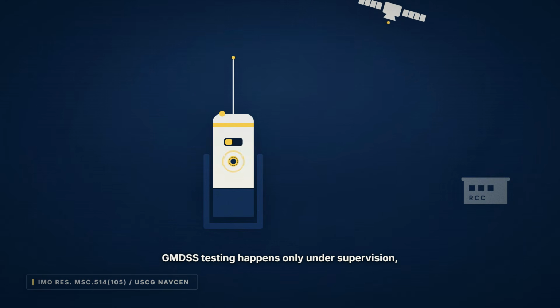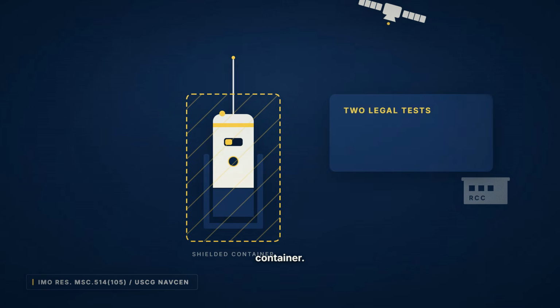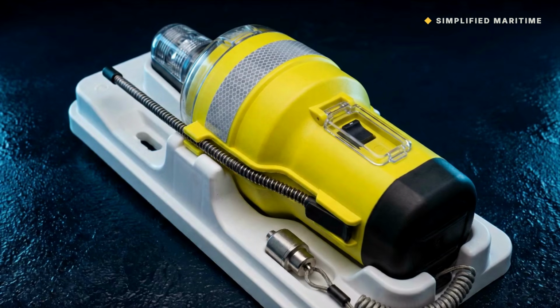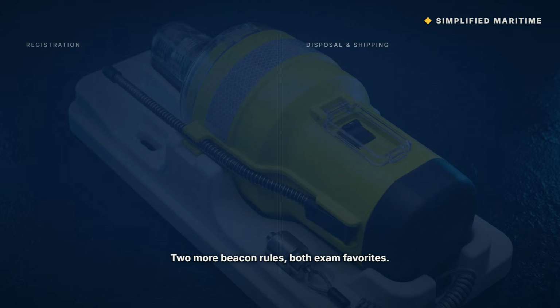GMDSS testing happens only under supervision, and a beacon is tested exactly 2 ways. It's built-in self-test, or inside a shielded container. A live radiating test in the open is prohibited. Self-test only, never let it radiate. 2 more beacon rules, both exam favorites.